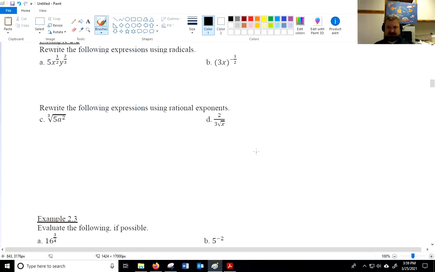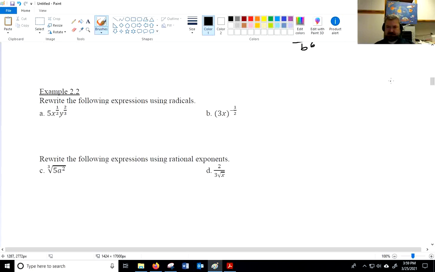All right, let's take a look at example 2.2. We're going to rewrite each of the following expressions using radicals. So that's how this works out. 5 times the square root of x times the cube root of y squared. On the next one, it's 1 over the square root of 3x, because that is a negative in front of the 1/2.